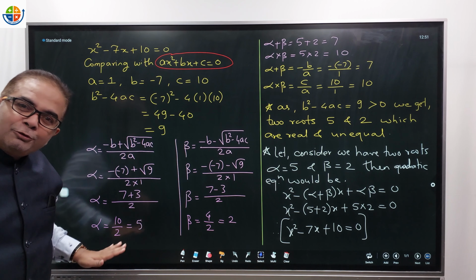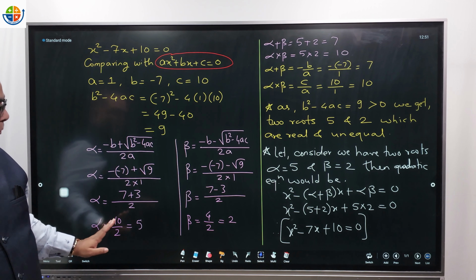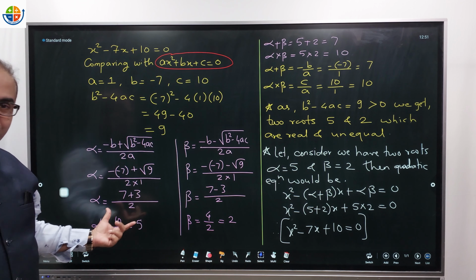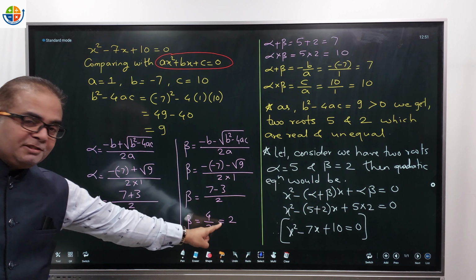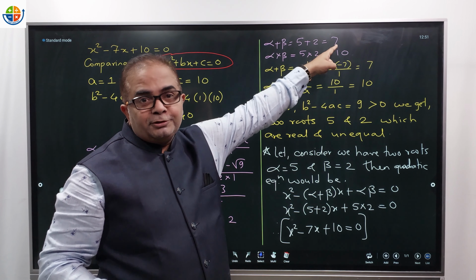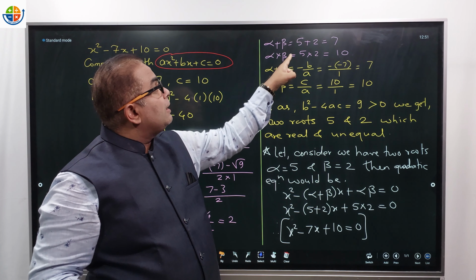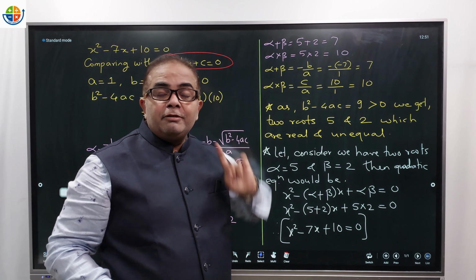Now solving, you know this, right? So I am not going to explain this. It is very easy. Now alpha plus beta. Alpha is 5, beta is 2. 5 plus 2 is equal to 7. Alpha into beta, 5 into 2, it is equal to 10.